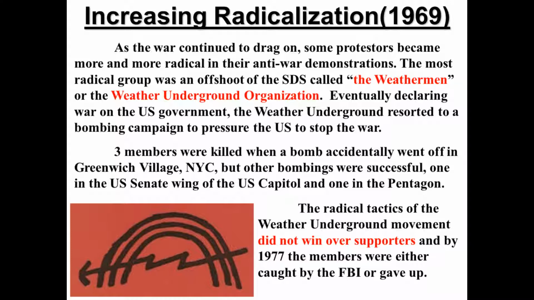Unfortunately for them, the only people who are killed by their bombs are their own people. There are three members of the Weather Underground that are killed when a bomb of theirs goes off accidentally in Greenwich Village in New York City. But they are very successful in attacking key government institutions, most namely the Senate building and the Pentagon. However, other anti-war groups distance themselves from them, and it does not do anything to win supporters over. They are raging against the machine, so to speak. They're not doing anything significant. They are basically hurting their own cause.